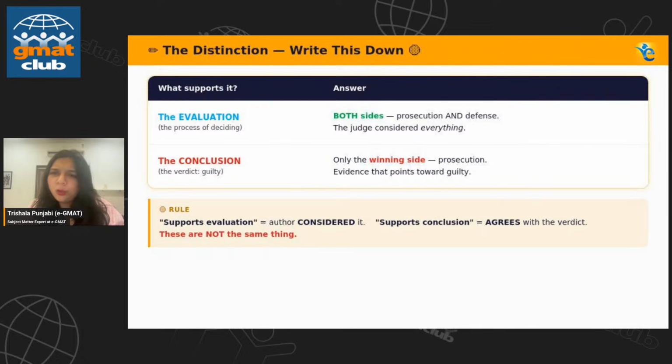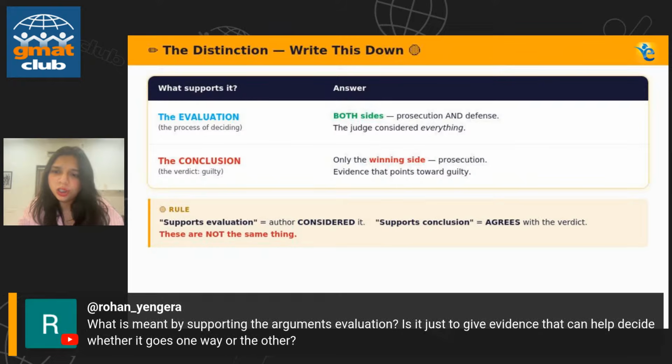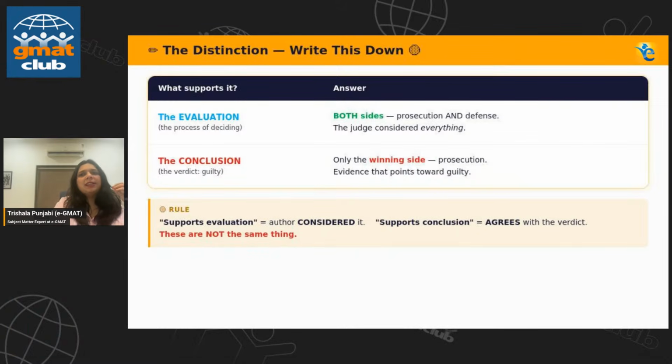Okay, Rohan, what is meant by supporting the argument's evaluation? It is just to give evidence that can help decide whether it goes one way or the other. Correct, it's exactly that. It's like pros and cons. It's some evidence which can help you make the final decision in the conclusion. That's exactly what it is.